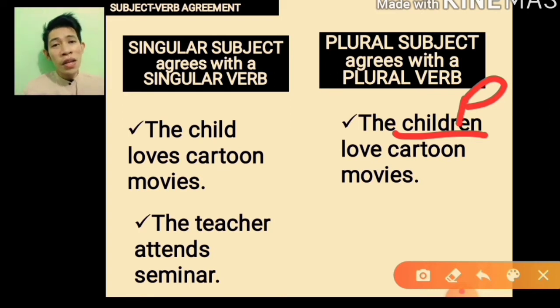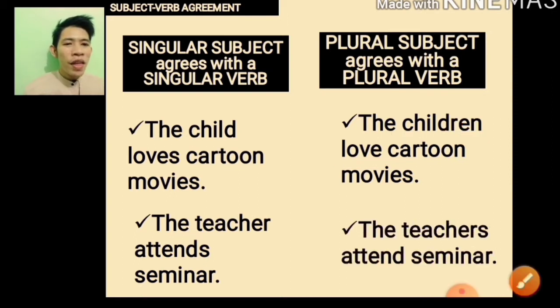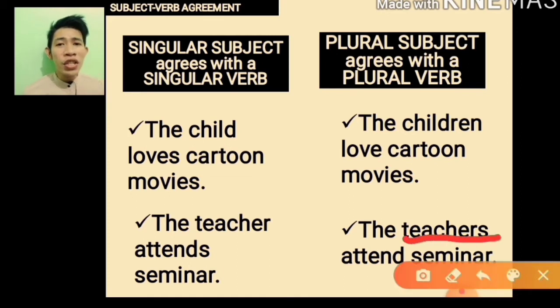Now, since the subject is plural, what must our verb be? Plural din. That's why love siya. Kasi nga, yung dinescuss natin kanina, kapag plural verb, there is no S. Next, the teachers attend seminar. Look first at the subject. And where is our subject? Very good. That is teachers. And teachers, may S, so that is plural. So the subject is plural, so the verb must be plural as well. That is why the verb here is attend.